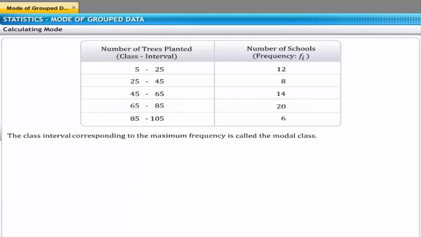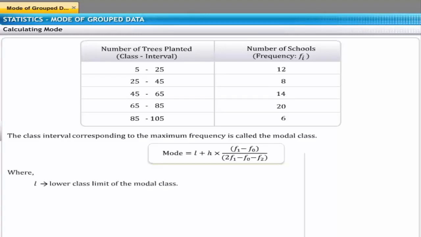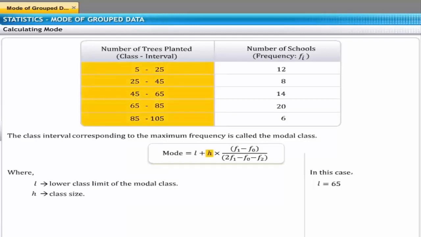The mode of this data is calculated using the formula shown here. Now, let us find what each term in this formula represents. In the formula for mode, L stands for the lower class limit of the modal class. In this case, the value of L is 65, which is the lower class limit of the modal class 65 to 85. The H stands for the class size. While finding the value of H, we assume that all class intervals have the same class size as in the case of this table. Here the value of H is 20.